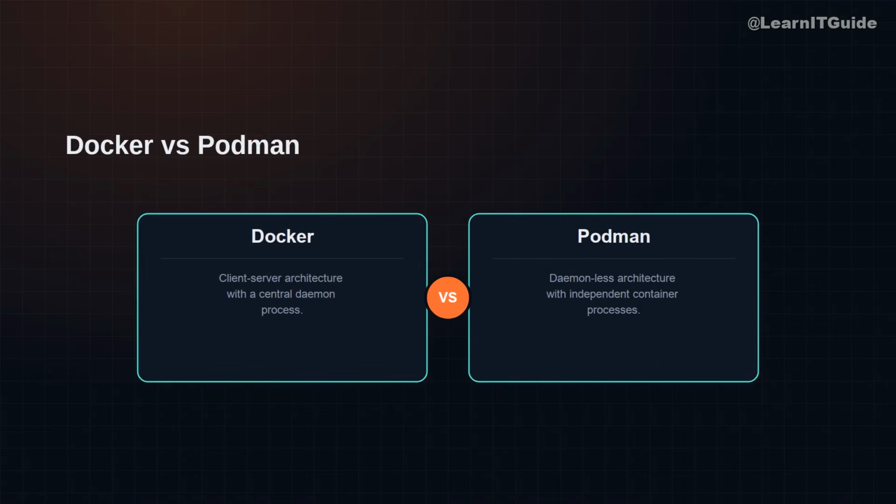So how do they compare visually? On the left, Docker forces everything through a single root-owned socket. On the right, Podman lets you run everything as a standard user process. This is the single biggest architectural divide between the two.